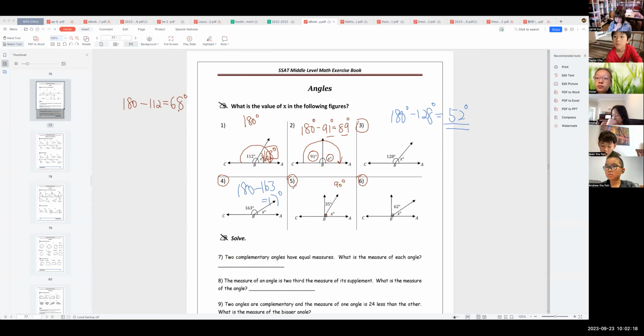That's x, okay? So this one I said they're 90 degrees. So 90 minus 35 equals 55 degrees. And 90 minus 62 equals 28 degrees. Okay, so that is the answer. Okay, so now let's move forward.